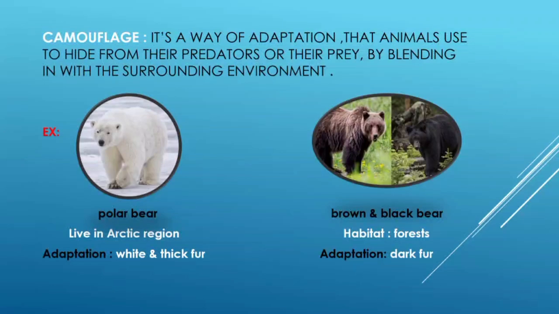Another example, brown and black bears. Their habitat is forests. So their adaptation is that they have dark fur. This dark fur helps them to hide among the trees when they hunt their prey, so they can hunt or eat their prey easily.